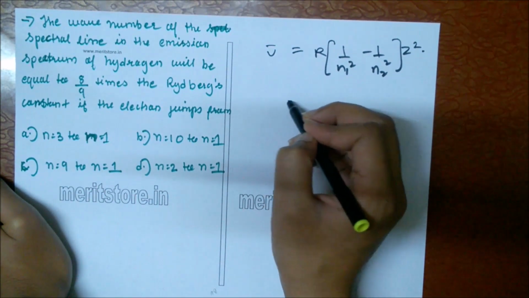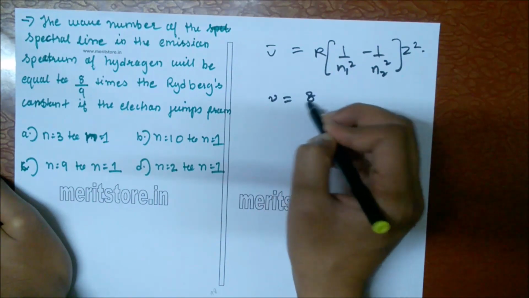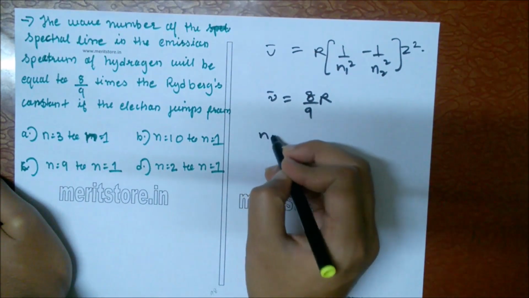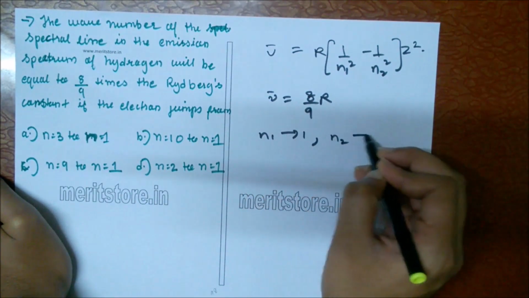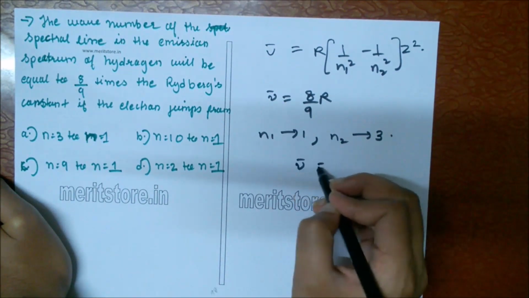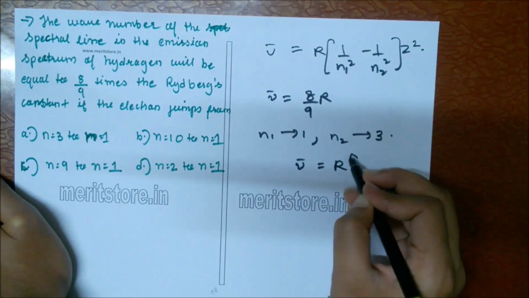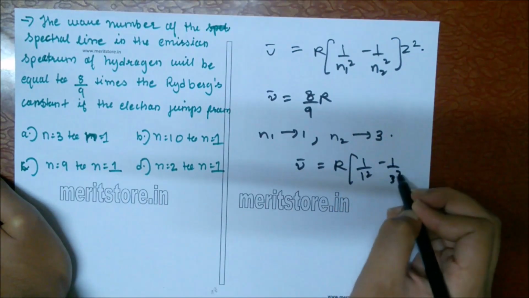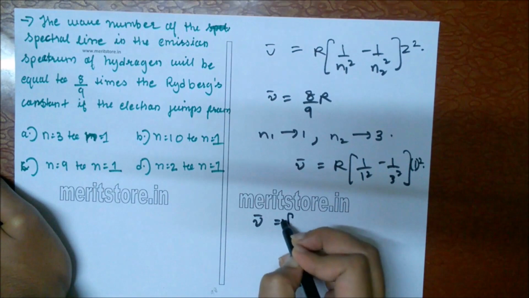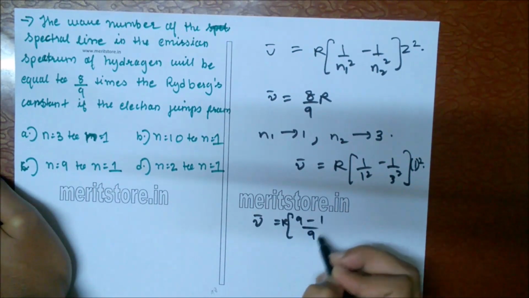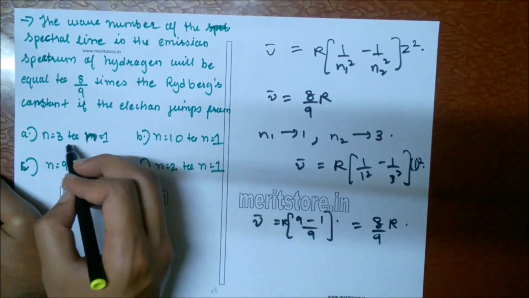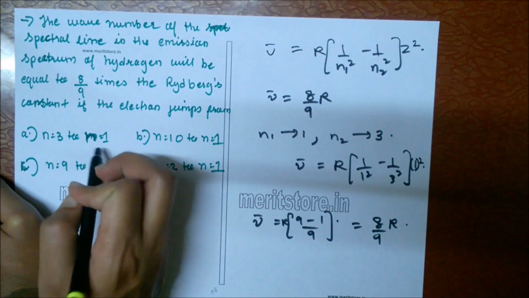So we know that the emission spectrum is equal to 8 by 9 times R. Then N1 should be equal to 1 and N2 should be equal to 3. So the Rydberg constant formula will become R into 1 upon 1 square minus 1 upon 3 square, into 1 square. So on solving this, we get R into 9 minus 1 upon 9, so 8 by 9 R. So N2 equal to 3 and N1 equal to 1 is the correct option.